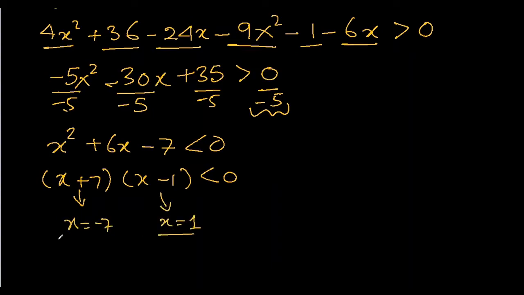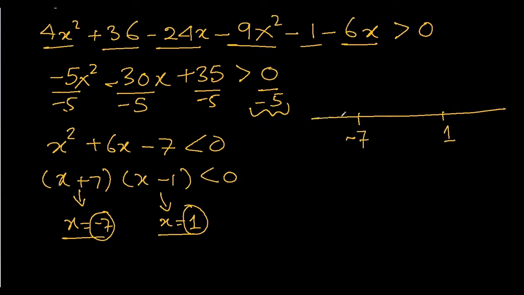These are the roots, but we have not solved the inequality yet. So what should we do? We should draw a number line to find the solution and mark these two roots on that number line, minus 7 and 1. Now choose a number less than minus 7 and substitute it in this one. If it comes less than 0, which is negative, then that is our answer. If it does not, that is not our answer. So let me choose a number, say minus 10.